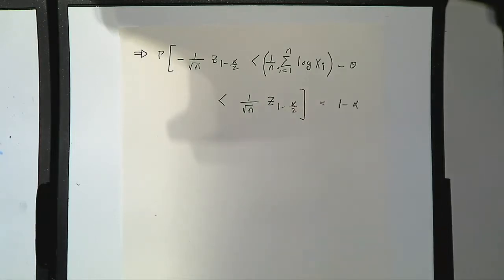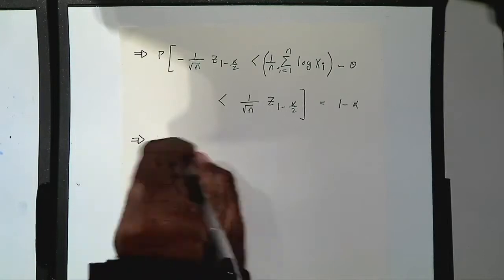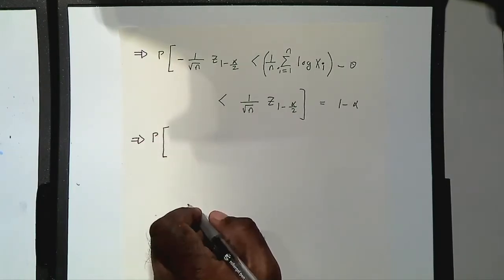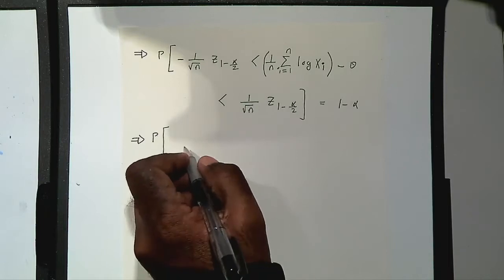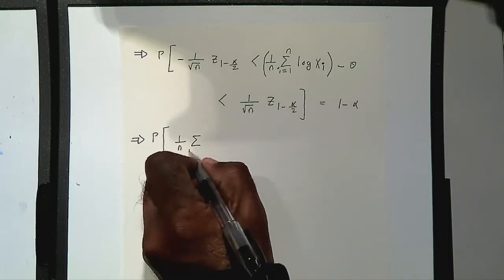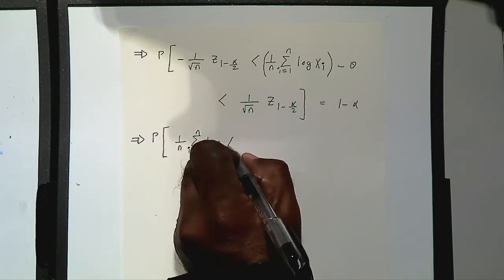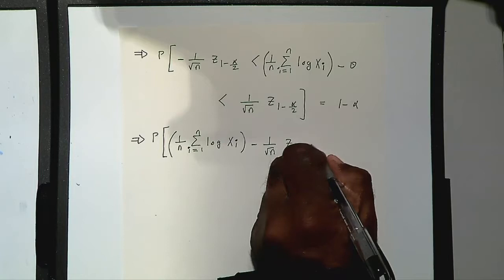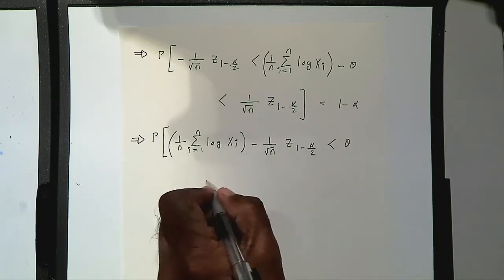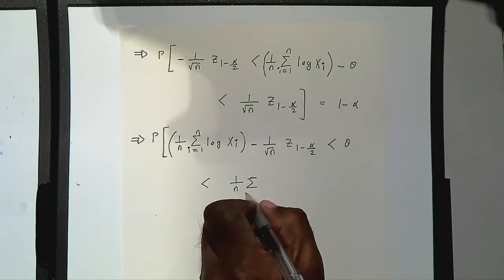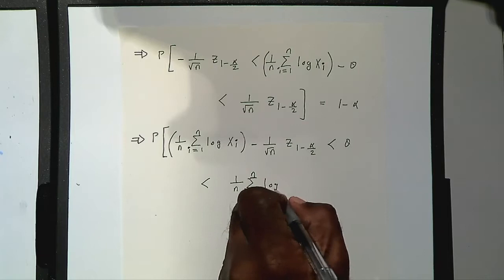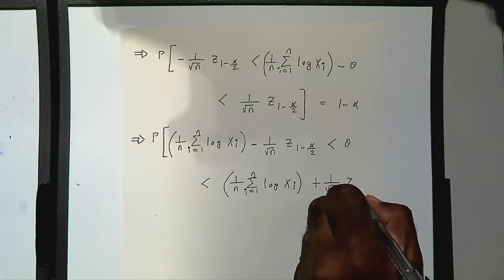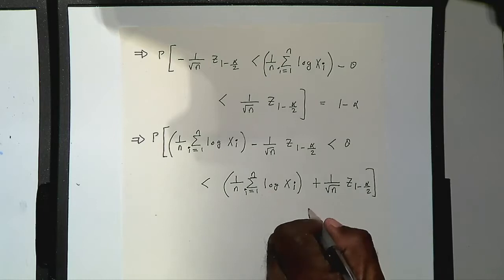Right. Okay, and one more time. Putting this as a statement on theta, you will get the following. You will get 1 over n times the sum of log of xi minus 1 over root of n, then plus, equal to 1 minus alpha.